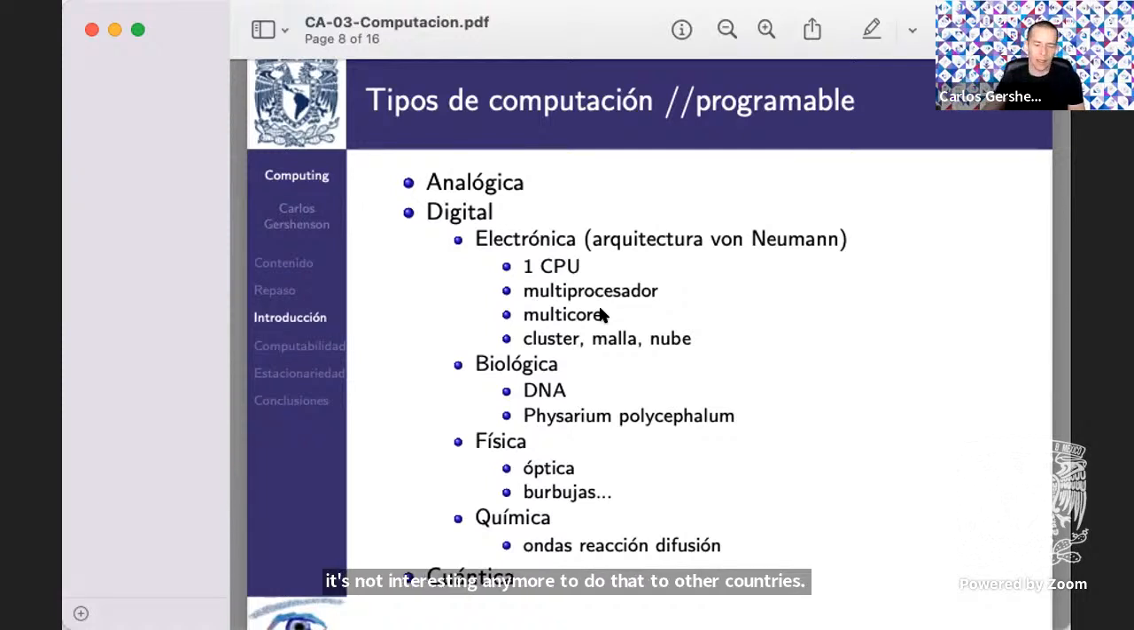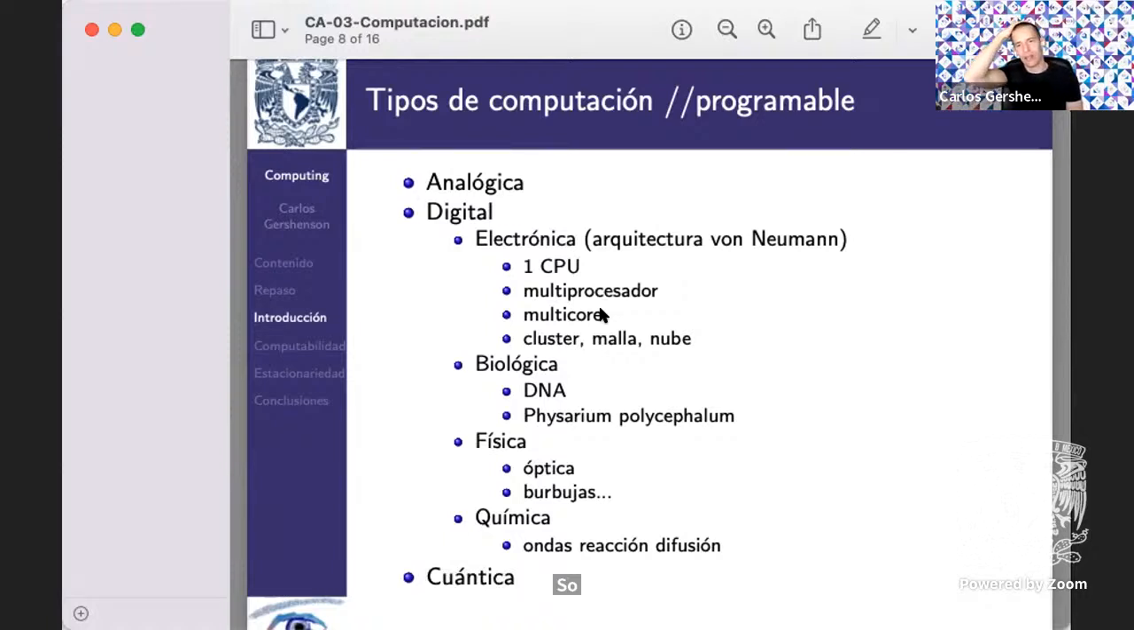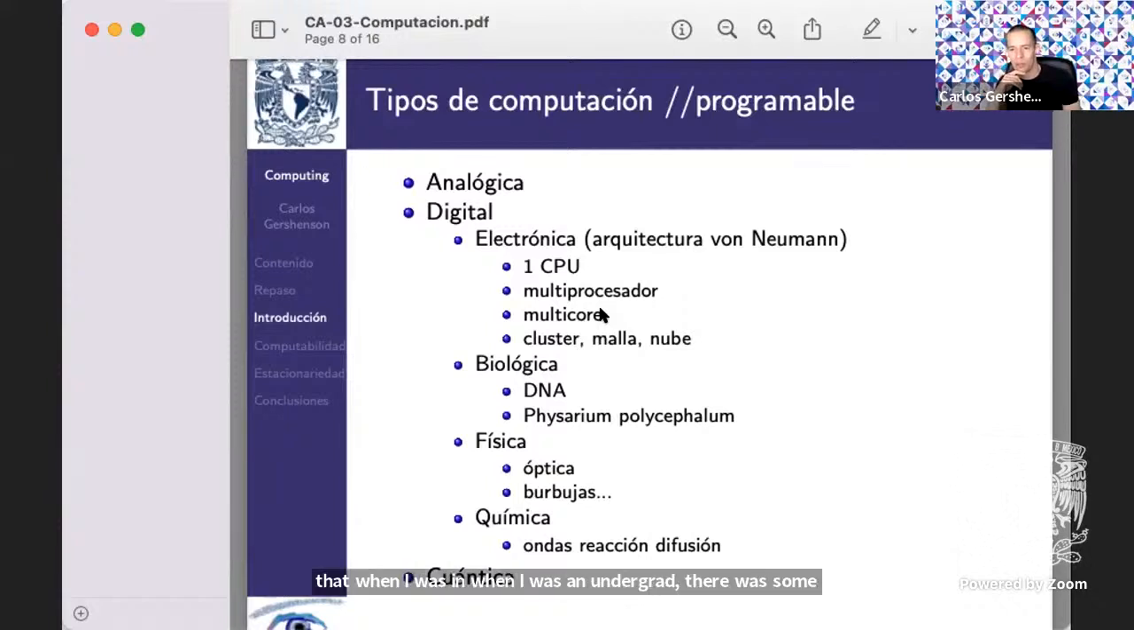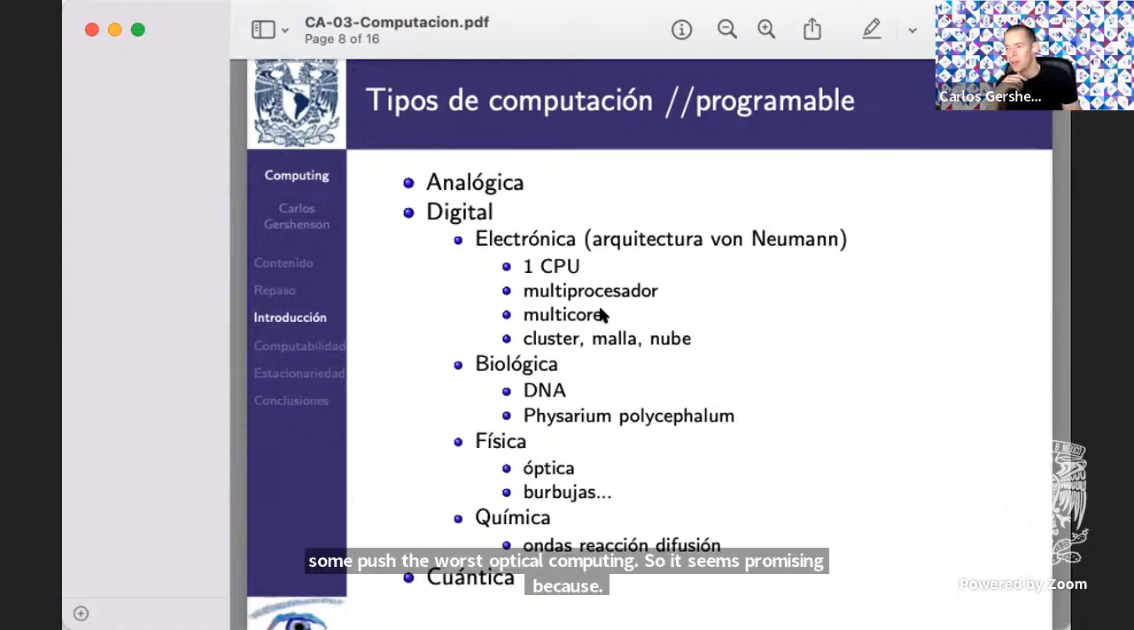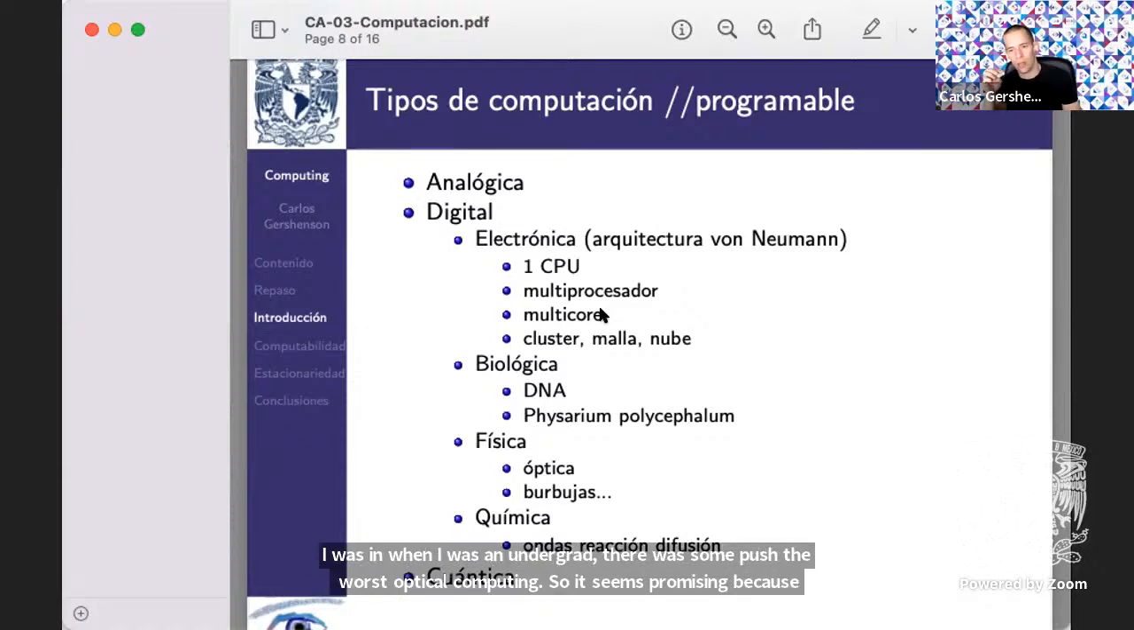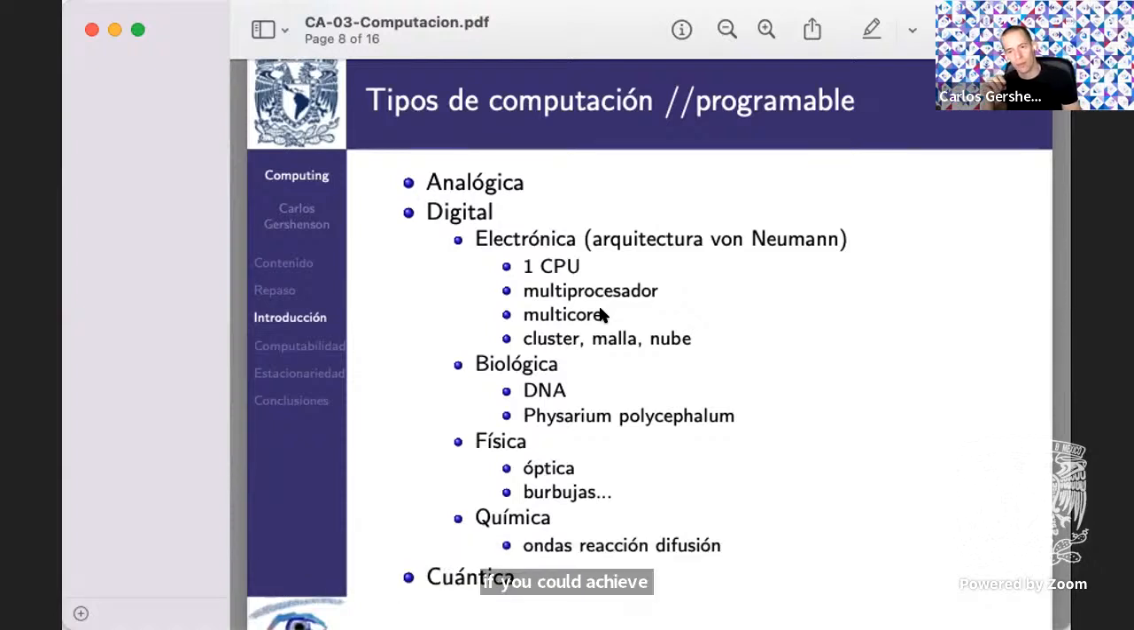So when I was an undergrad, there was some push towards optical computing. So it seemed promising because if you could achieve computing with photons, then in principle you could process information at the speed of light.